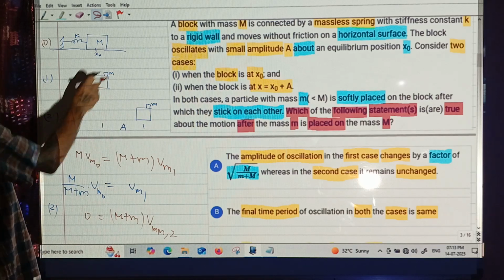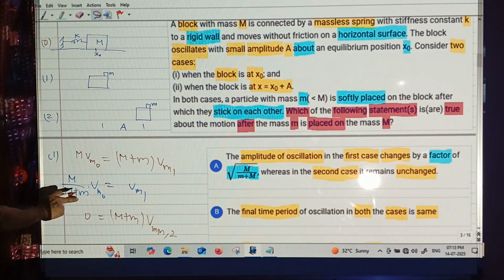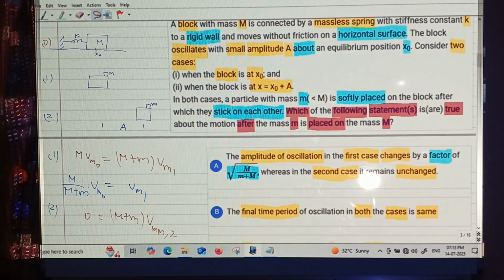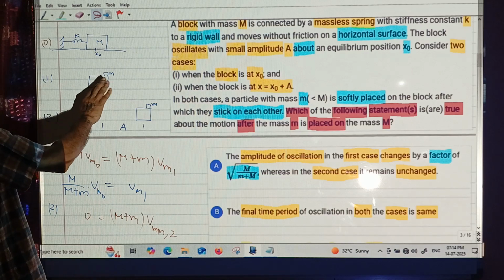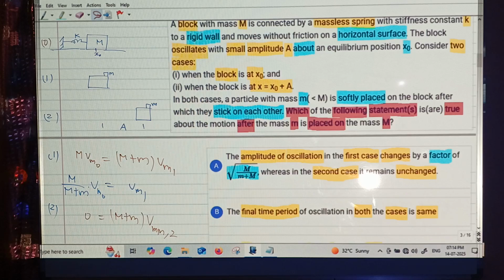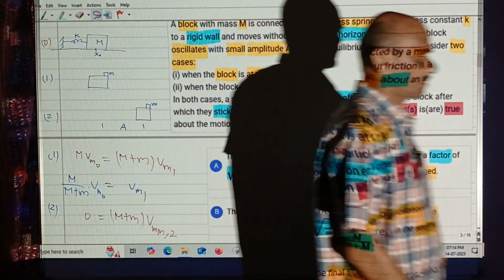Here, as soon as the mass is placed on this one, there is a change in velocity. Velocity is decreasing a little bit by a factor M by M plus m. In the second case, there is no change in the velocity. So the amplitude in the second case will not change, because this is the initial condition. I will keep on maintaining that amplitude. But here the amplitude will change because the energy has decreased. So it will go somewhere here and turn back. Those things we can find out.